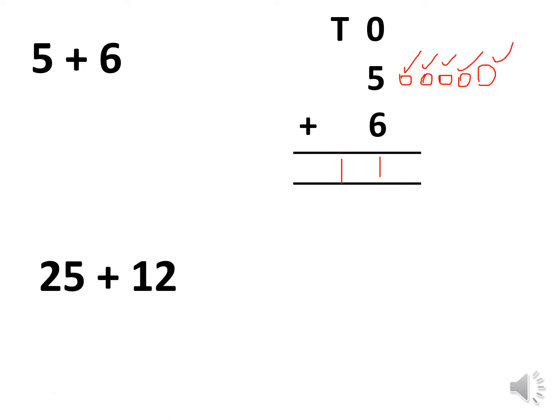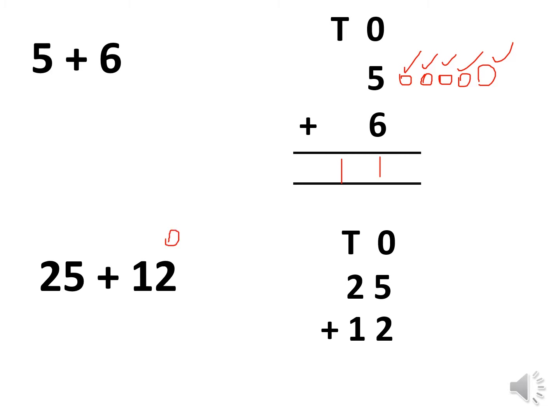Next example, I have to add 25 and 12. I write it vertically before I add it. It will be much easier for us to do it this way. Instead of writing 25 counters and writing 12 counters, we can simply write the number vertically like this, and it will be much easier to add.